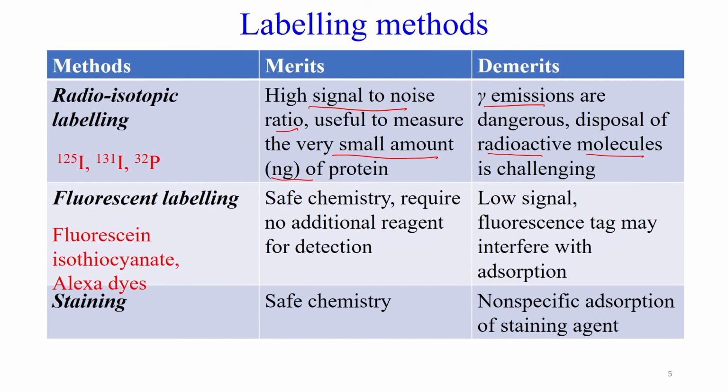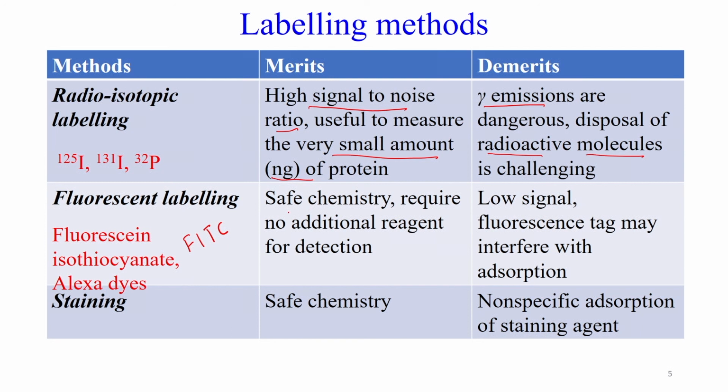The next method is fluorescent labeling. So, rather than adding an isotope, we are adding a fluorescent molecule like FITC, or some Alexa Fluor dyes. These molecules bind to the primary sequence of a protein, then depending on the fluorescent intensity we analyze the amount of adsorbed protein. If there are more protein molecules, the fluorescent intensity will be higher.